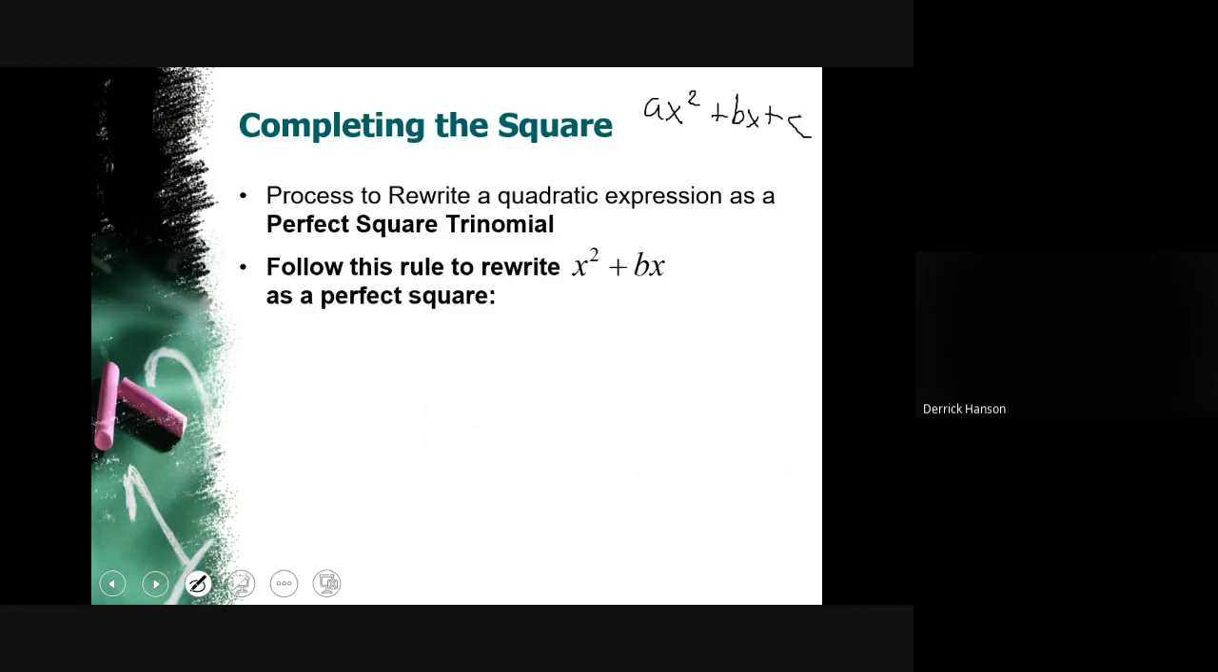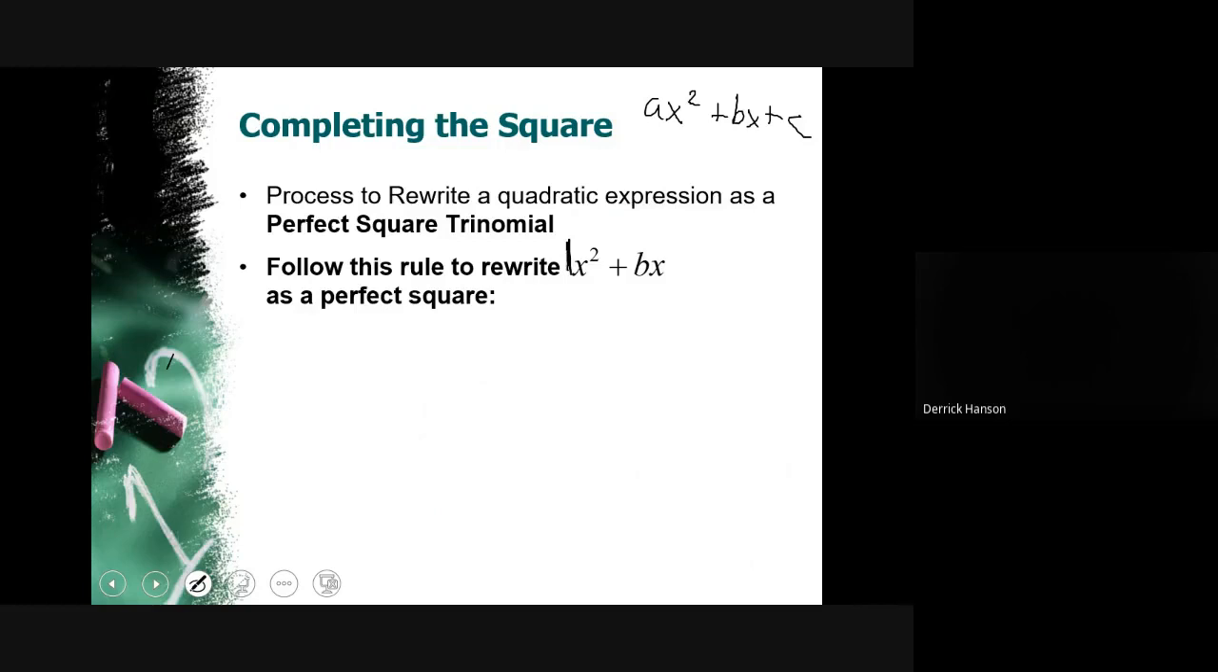More importantly than that, you will notice this is not ax squared, it's just x squared. If they do not show us a number in front of the x squared, what's really there? A 1. That's not an accident. Completing the square will only work if you have 1 x squared. You cannot have anything but 1 in front of that x squared for completing the square to work.